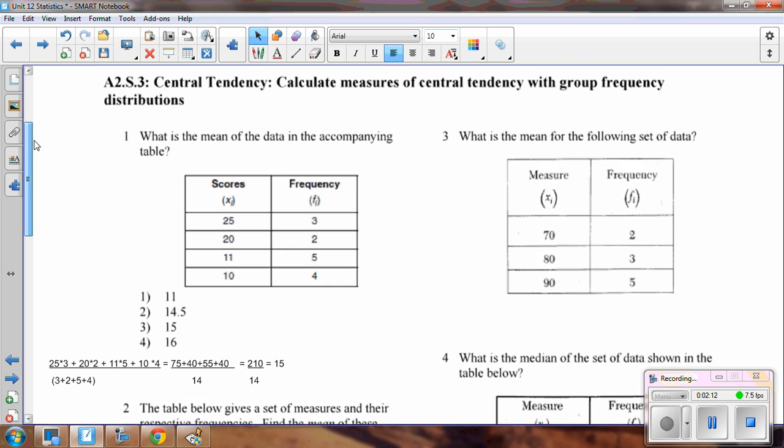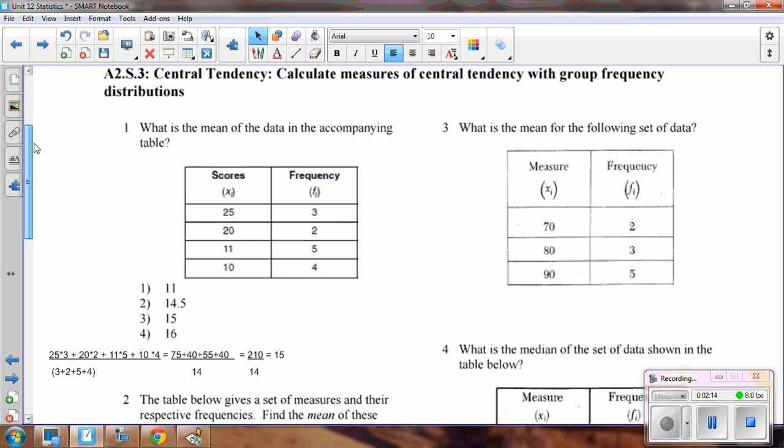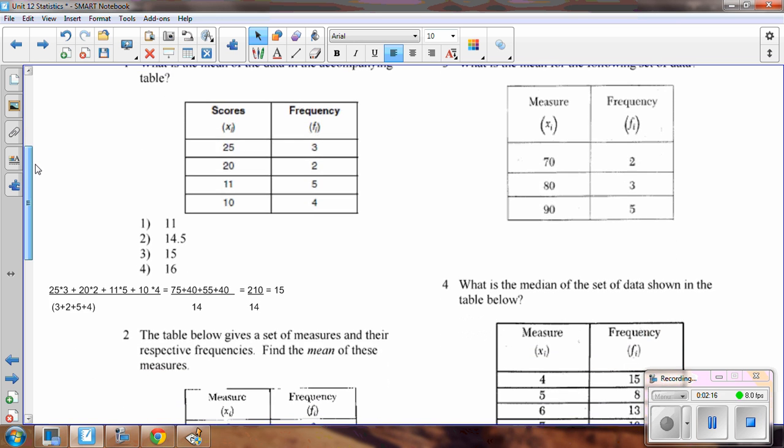What is the mean of the data in the accompanying table? I worked this one out before, so we'd be prepared so I wouldn't have to type it all in. Here are your pieces of data. You have 25 that appeared 3 times, a 20 that appeared 2 times, 11 appeared 5 times, and a 10 appeared 4 times. To figure out how many you have altogether, you could list them all out separately, 25, 25, 25, or you could just multiply the scores times the frequency for each row.